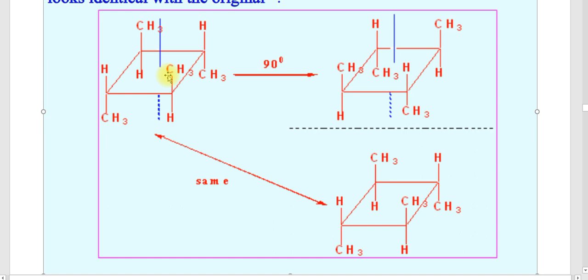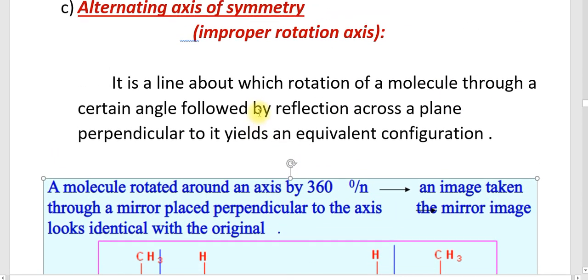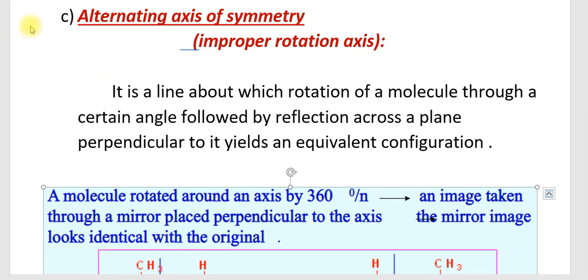If we make a 90-degree rotation here, after that we take a reflection. Then we understood that this orientation and the first orientation are indistinguishable from each other, or they are the same. That is given here. Now I think it's clear for you.